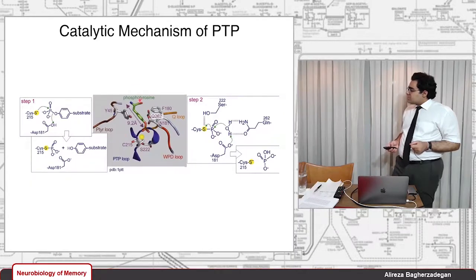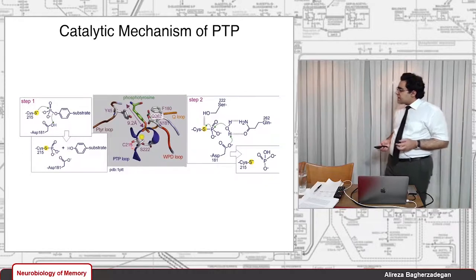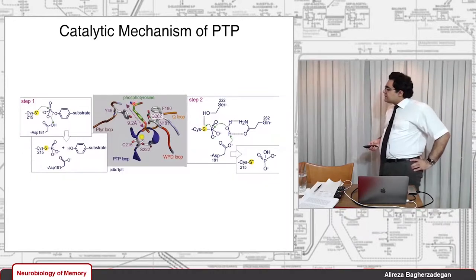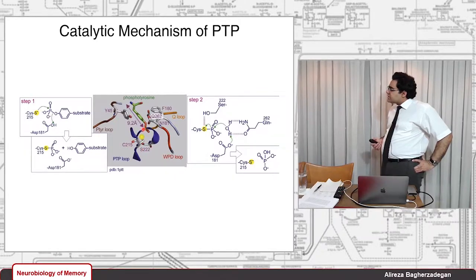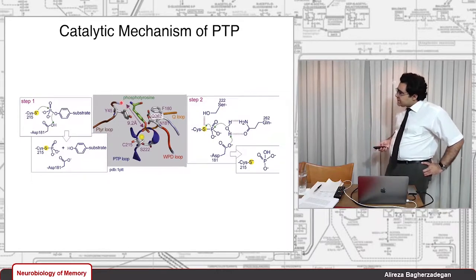And you can see here the catalytic cleft of PTP, or the active site. This is the phosphotyrosine. This is the catalytic residue here. You can see that the substrate phosphotyrosine is close to cysteine 215, the catalytic residue. And again, note the 9.2 angstroms depth here. This depth is very important.